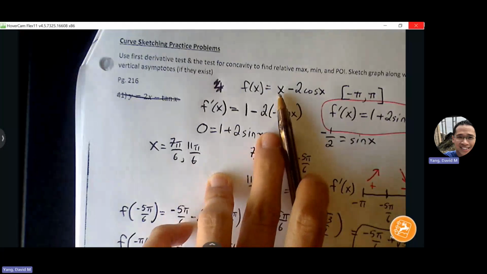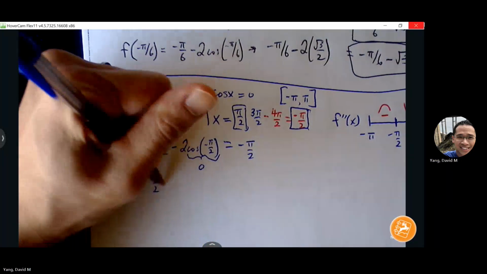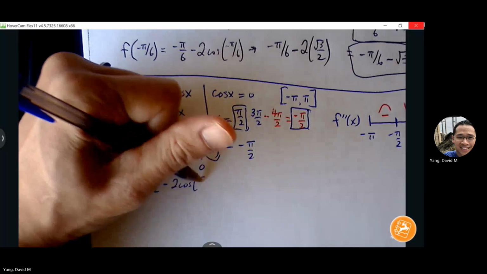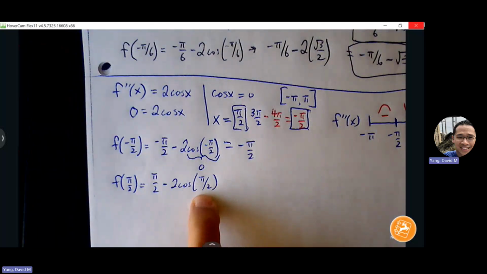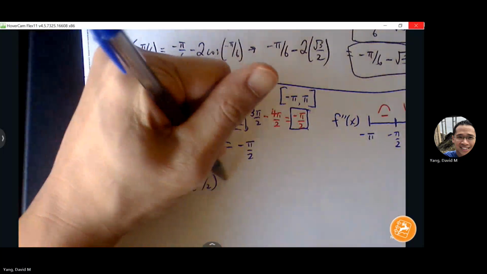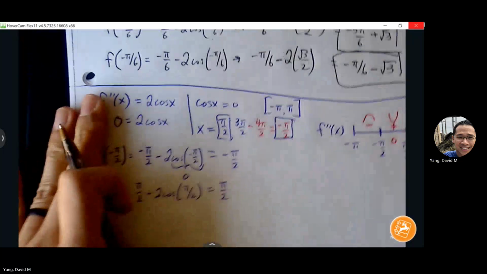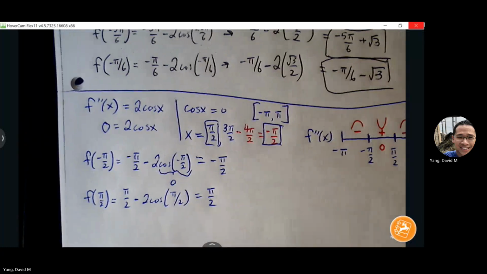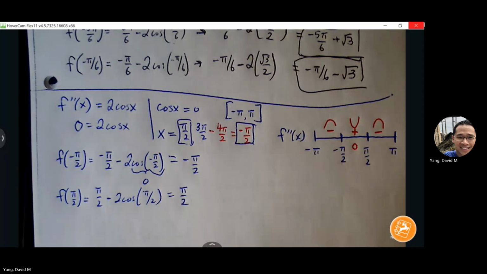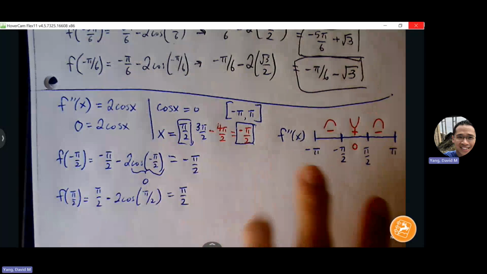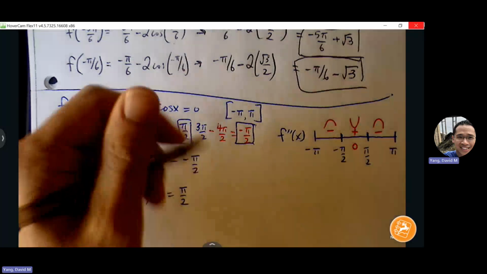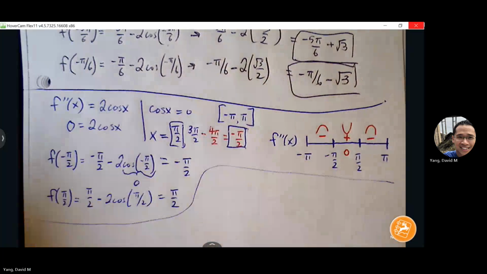Into the original function, pi over 2 minus 2 cosine of pi over 2. That's going to be 0. That's going to go away. Okay, so we have our ordered pairs. We almost have everything we need.